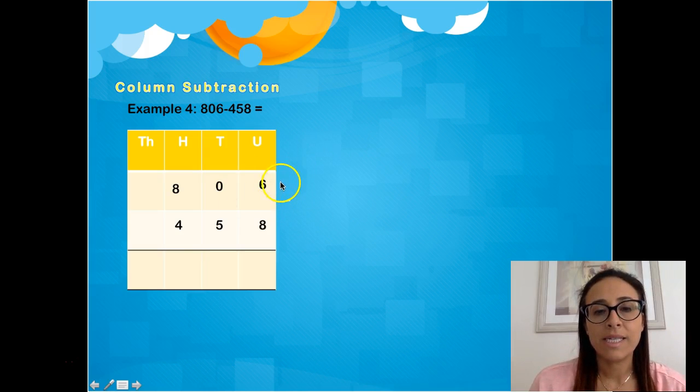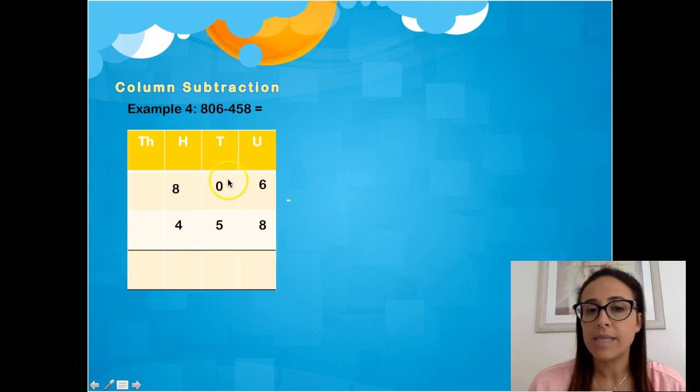We have 6 in the units column minus 8. We can't do that because 6 is smaller than the number below it. So we need to borrow from the column next to us. In this case, there are no digits. There is a 0 in our tens column, so we can't borrow anything from our tens column. So what do we do then?